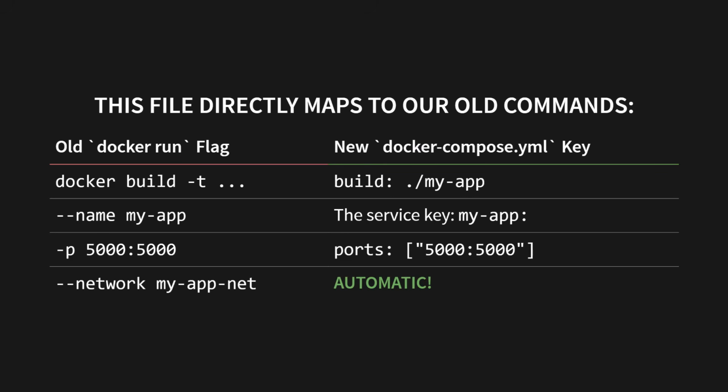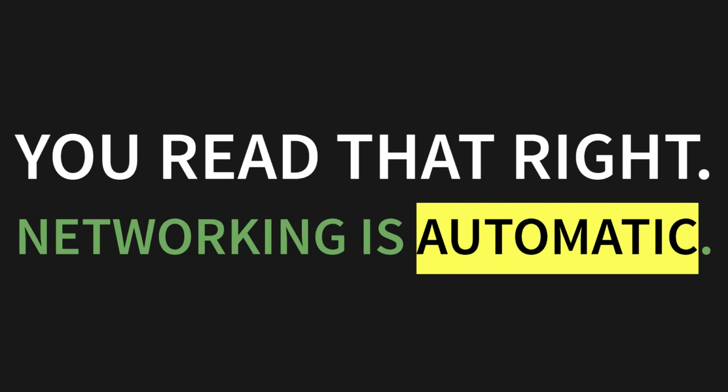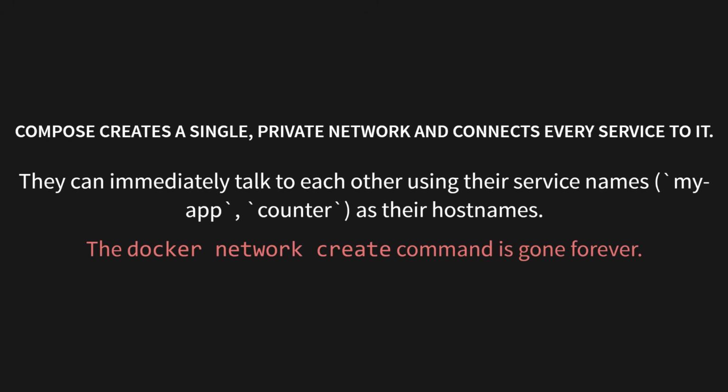And what about the --network my-app-net flag? It's automatic. You read that right. Networking is automatic. Compose creates a single private network and connects every service to it. They can immediately talk to each other using their service names, like my-app and counter, as their host names. The docker network create command is gone forever.